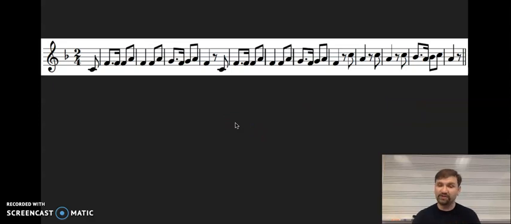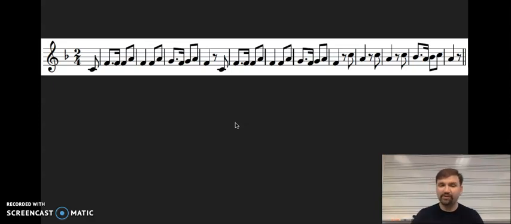This one is also in the same key, which means that the do you're thinking of right now is the same do as in this piece. However, it does not start on do. Take a moment and look at what it does start on. It starts on so, the low so. Sing that low so. So. And our first jump is so do. Sing so do. So do.